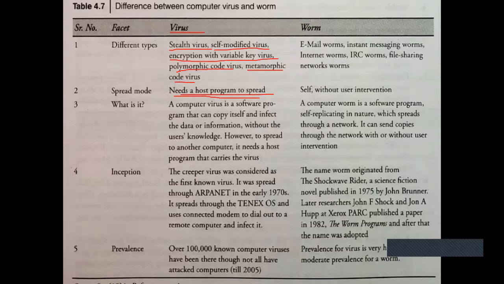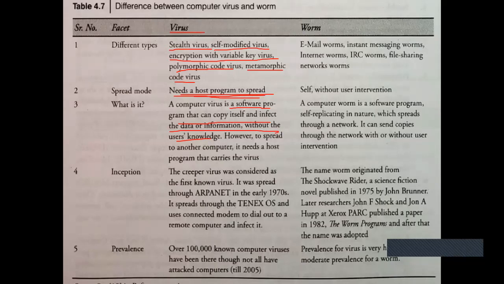And what is a computer virus basically? It is a software program that can copy itself and the data or information without user knowledge. Once it has been copied into that host program, into that system, it can copy itself n number of times. That is, it can spread itself everywhere within that particular system. But in order to spread to another system, it needs some host program.